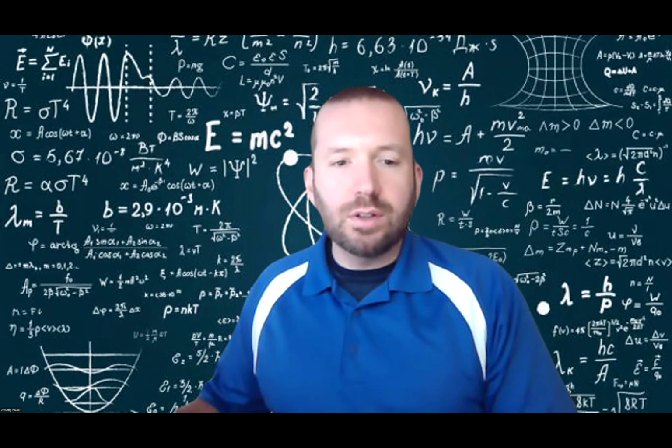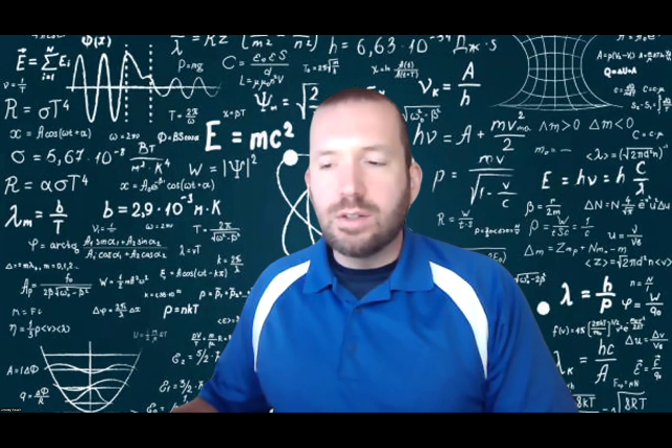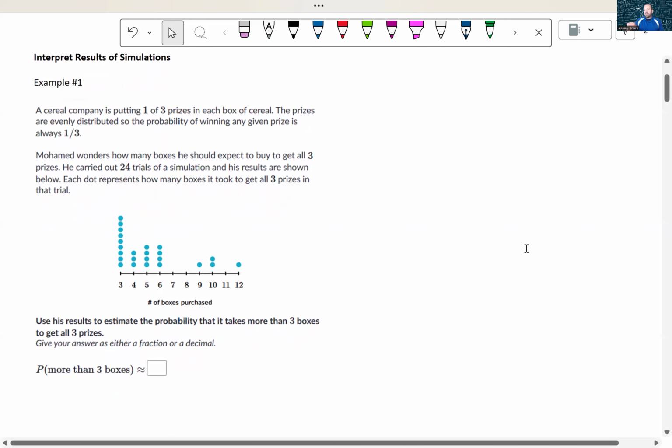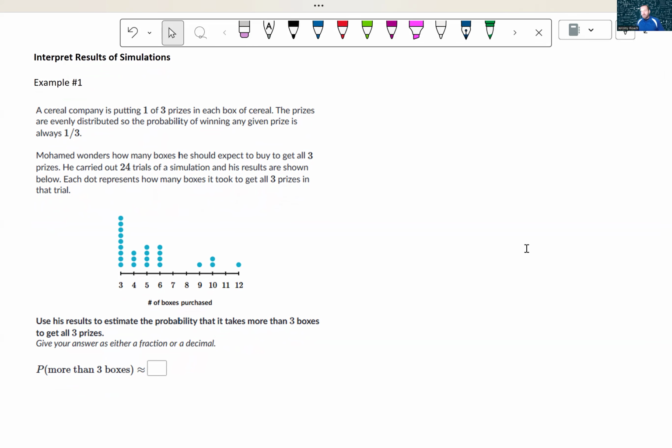Let's take a look at our first example on simulations. These simulation problems are fairly straightforward. I would say that they are very close to just some basic probability questions that you've probably seen before. So this says a cereal company is putting one of three prizes in each box of cereal. The prizes are evenly distributed, so the probability of winning any given prize is always 1/3. Mohammed wonders how many boxes he should expect to buy to get all three prizes.